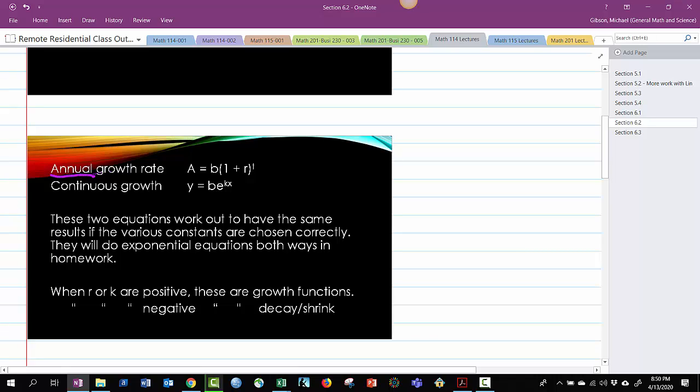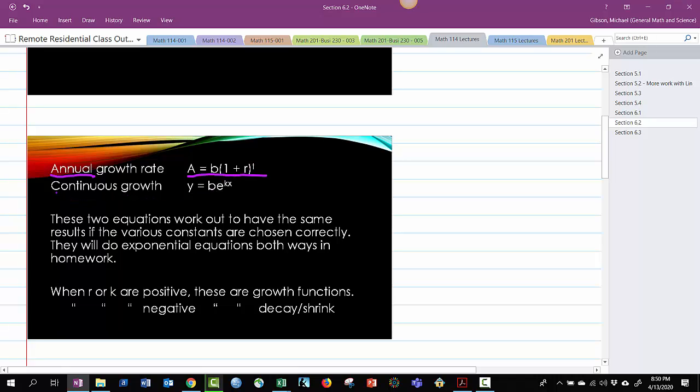One, they're going to talk about annual growth, and this looks a lot like the financial ones we've been doing, right? The compound interest, where the compounding is once per year, 1 plus r to the t. Only it's not being used for money. If this were the actual financial, we'd call this B and P and all that. So we'll use it in different settings, but it's essentially the same formula. R is the annual growth rate, B is the starting value, T is the number of years.